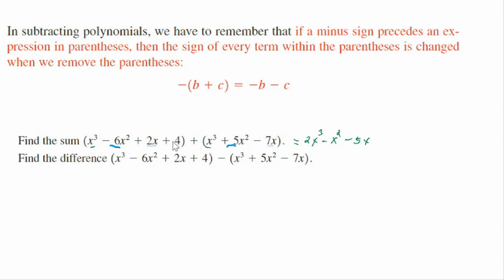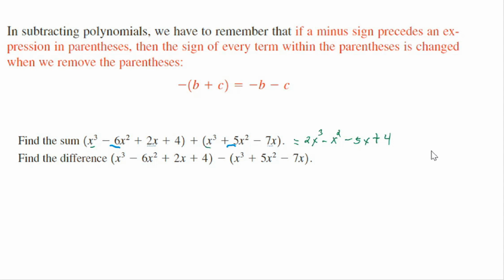And we have another term of 4, but in the other quantity, we don't have a constant. Since there's only one constant term, I will just write the constant term 4. So therefore, the sum gives us the answer of 2x cubed minus x squared minus 5x plus 4.